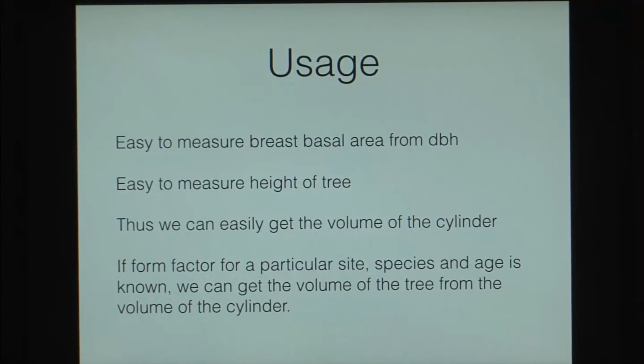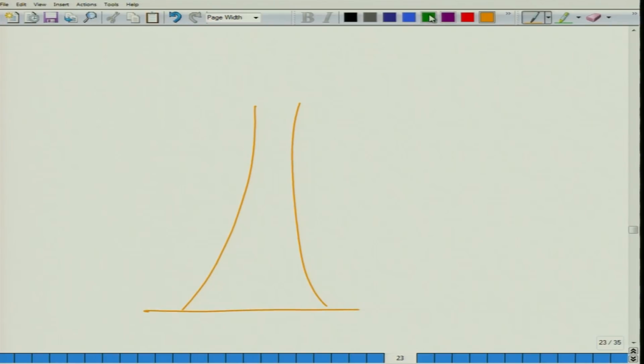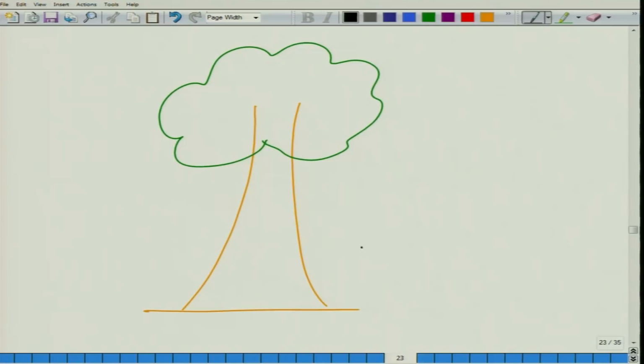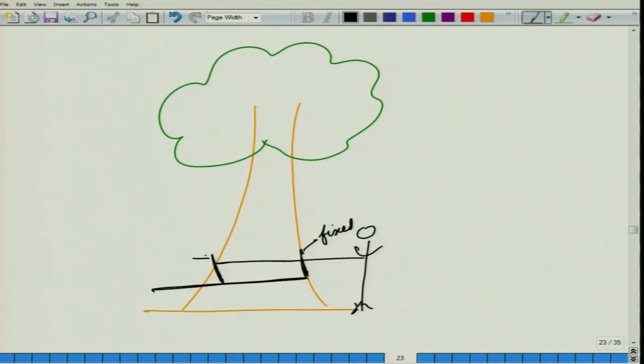So, what is the usage of this form factor? How does it help? Well, it is easy to measure the basal area from diameter at breast height, and it is easy to measure the height of a tree. So, if we considered a tree, if you stood at this point, it is easy to take its diameter at this point. We could use a tape or we could use calipers. Now, calipers are very similar to the vernier calipers that you have used in your school days. Basically you have a scale, a fixed arm and a moving arm, and this reading would give you the diameter at breast height. So, it is very easy to discern the DBH of this tree.